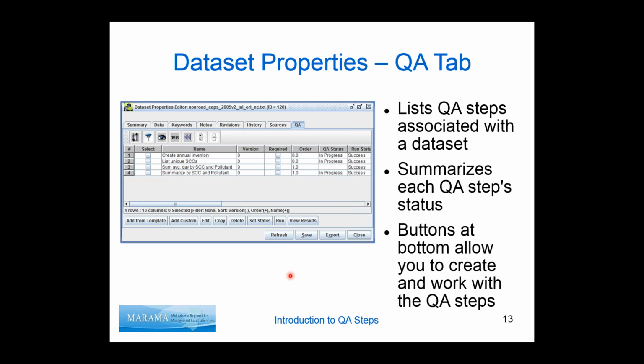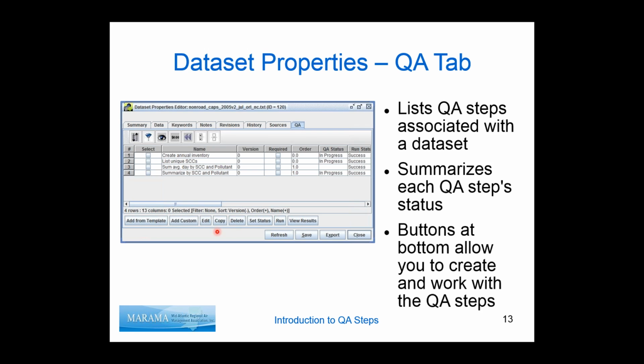And we're going to see an example of what a QA step really is, because I think that's the best way to sort of understand what these QA steps really are and what they can do. But just to get you a little bit of orientation in this QA tab, basically you have the list of the QA steps. So this data set already has 4 different QA steps assigned to it. Each row here will show you the summary of the QA step status, and we're going to talk about the life cycle and status of QA steps in just a second.